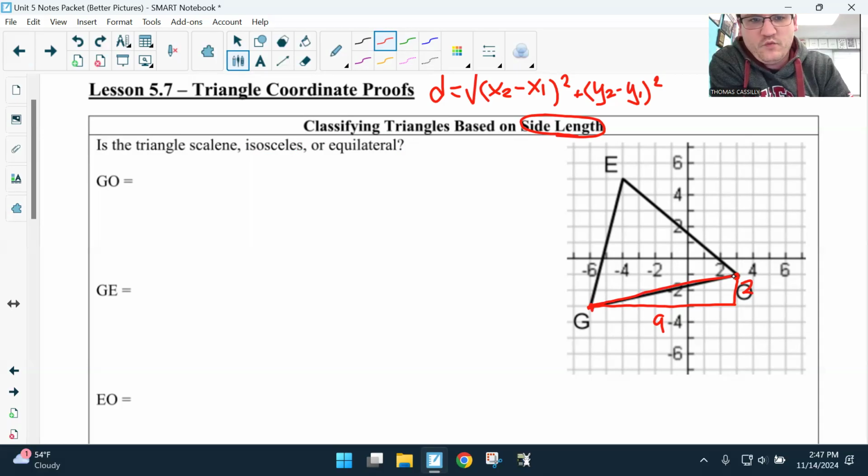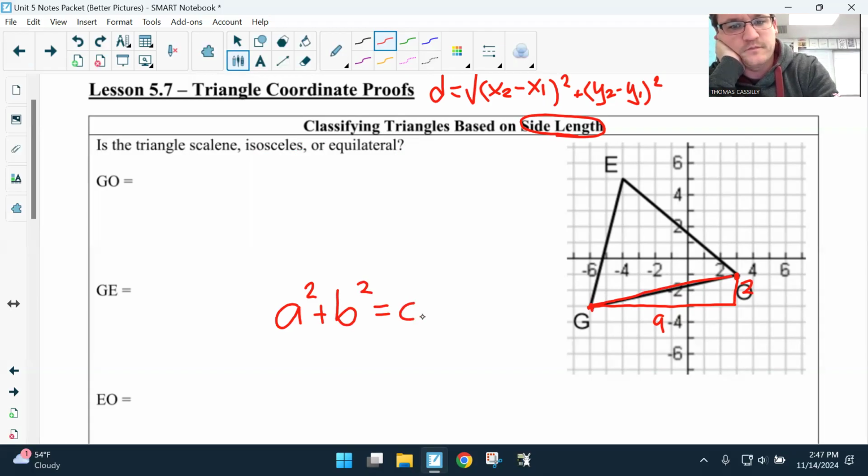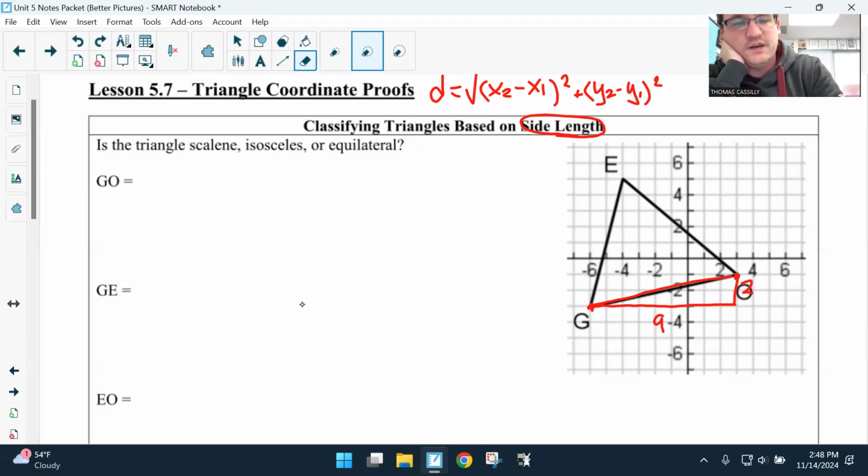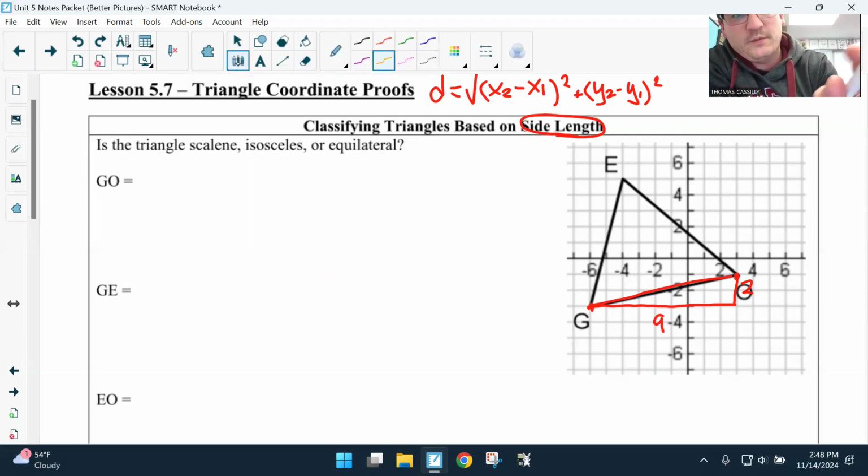How can we figure that out? Well, we know the Pythagorean theorem is a squared plus b squared equals c squared. What we needed to do is solve this for c. To do that, all we had to do was square root both sides, and we cancel out that square. So we are just left with c equals the square root of a squared plus b squared. That is our Pythagorean theorem, and we can do that instead of the distance formula.